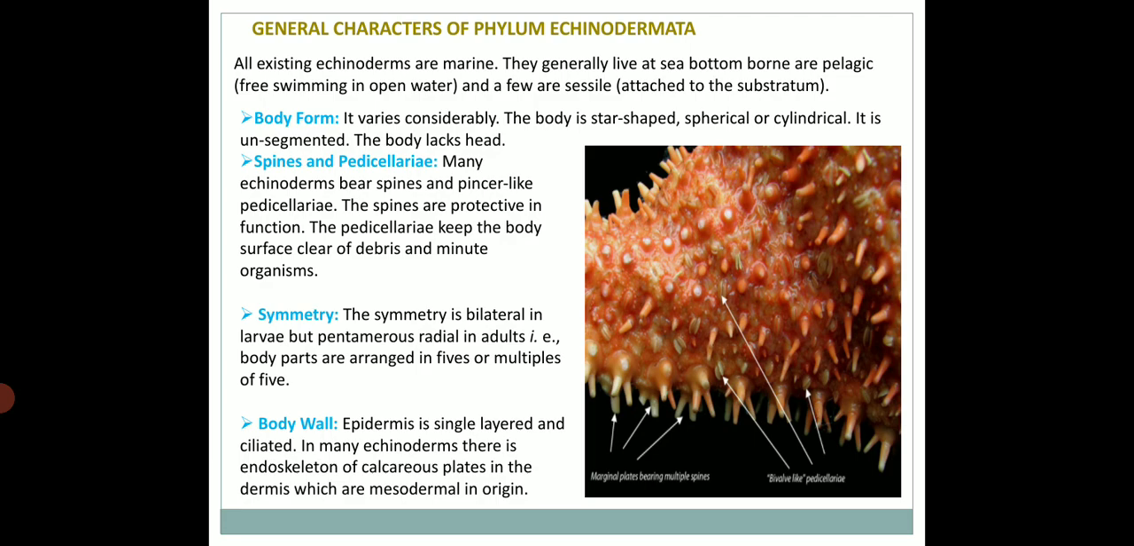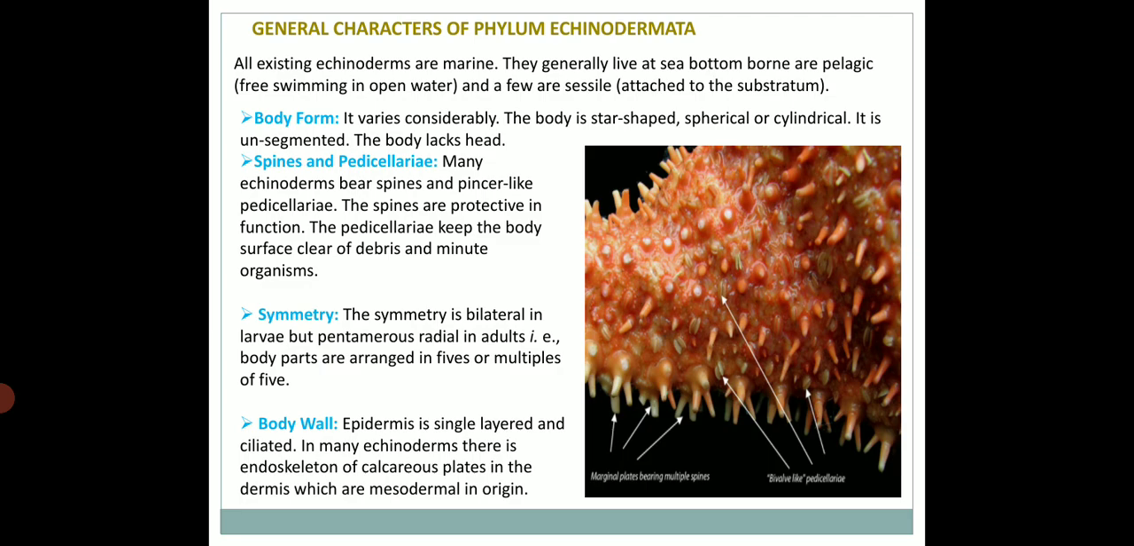Coming to the general characters of phylum Echinodermata. All the existing echinoderms are marine. They generally live at the sea bottom, and few are pelagic. These are free swimming in open water, and few are sessile, that means they are found attached to the substratum.